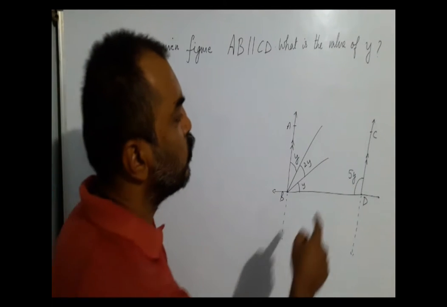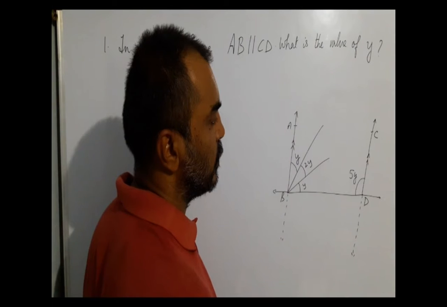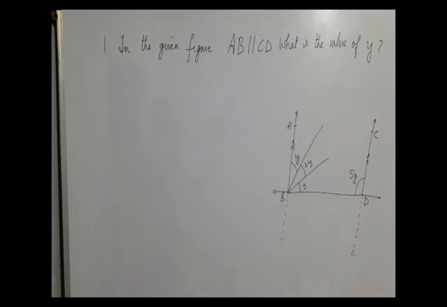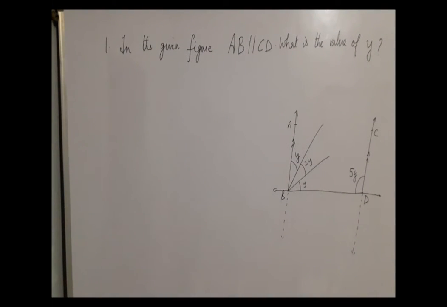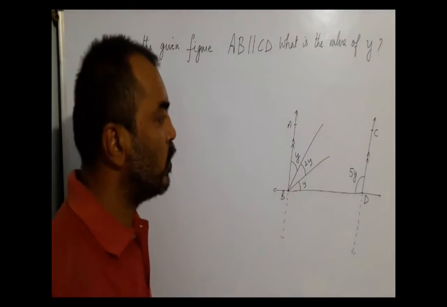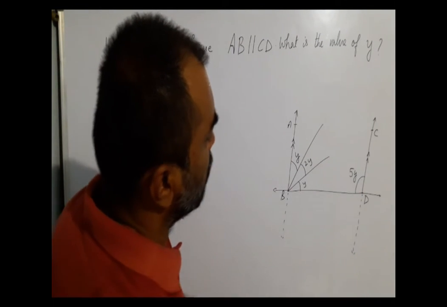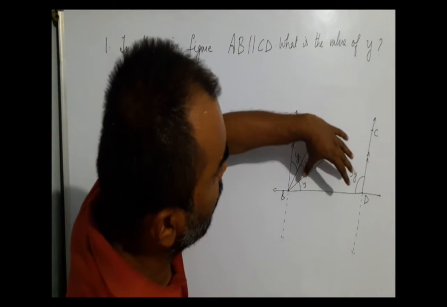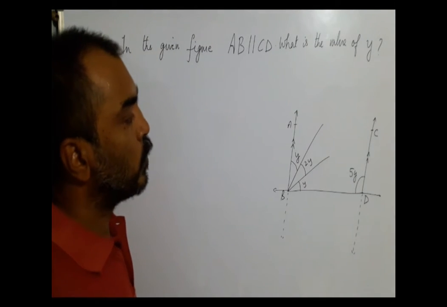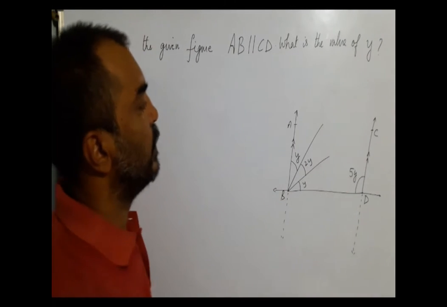So, what is the rule for interior angles on the same side of the transversal? Do you remember that? So, the rule was the interior angles, see, BD is the transversal. So, these two angles are interior on the same side. So, the rule is sum of the angles is 180 because both the angles are supplementary.